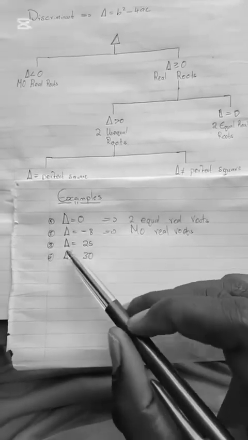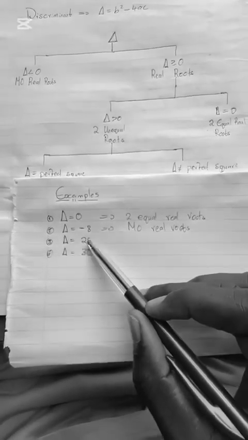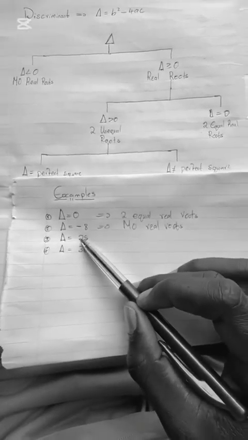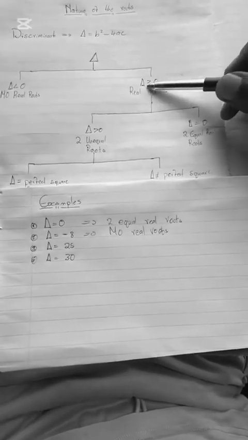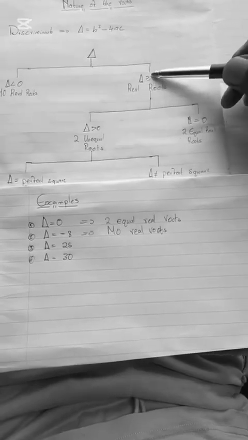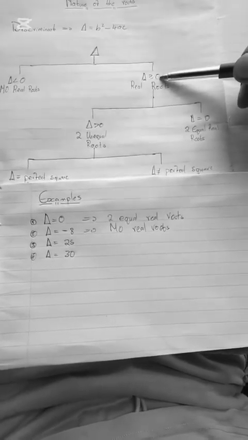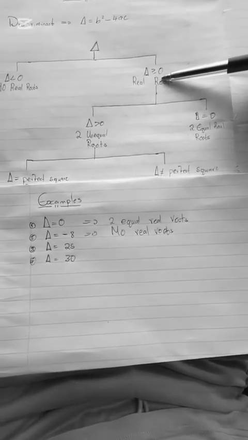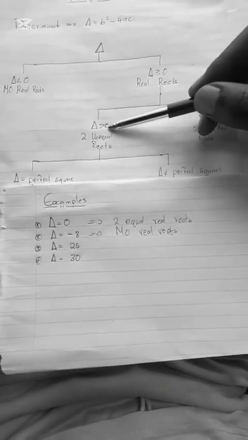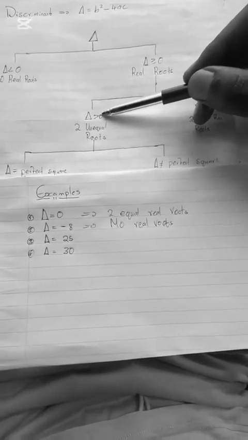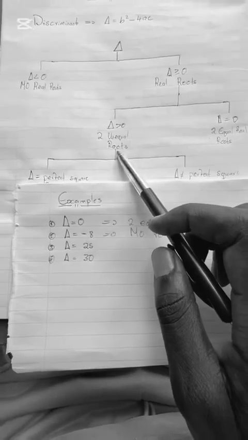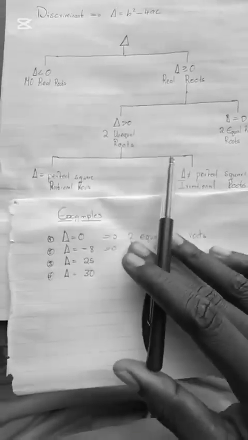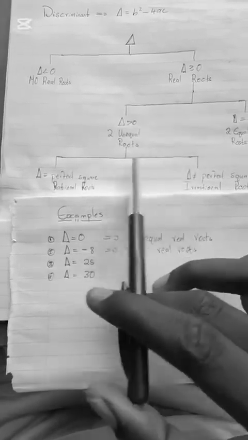Then number 3, we have the discriminant being equal to 25. This means from here we are going to take this root because we have a positive discriminant, greater than 0. So far we have real roots. Then from here we are going to take this root because we have a positive discriminant. So this means we have two unequal roots. Then from here we still have options of roots, so it's either this root or this root.